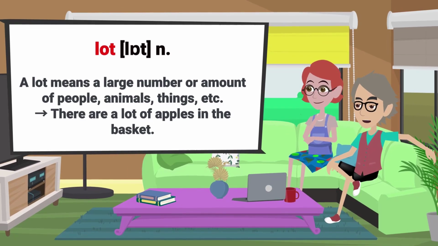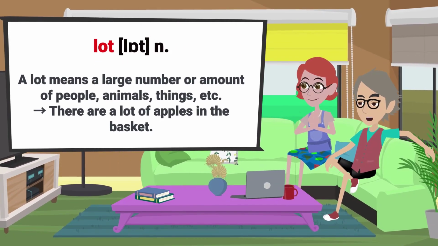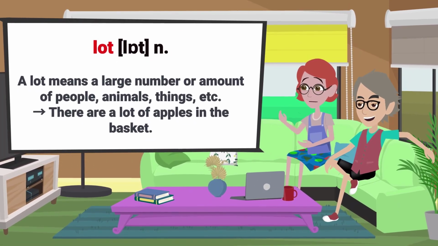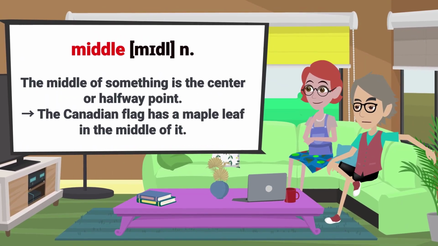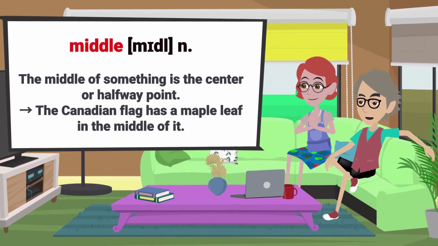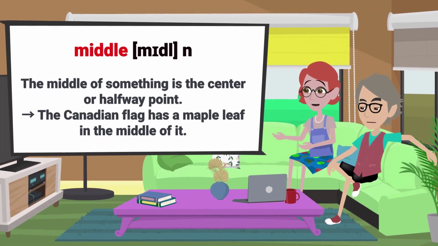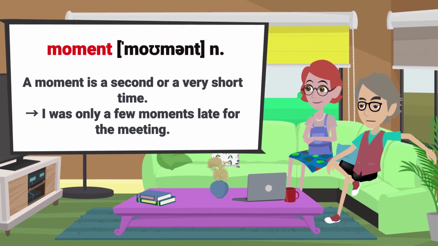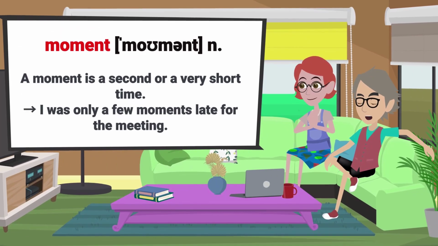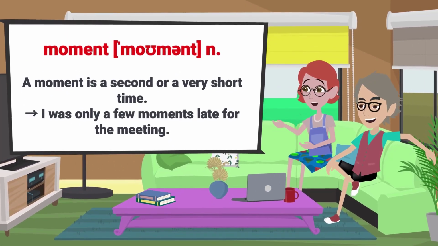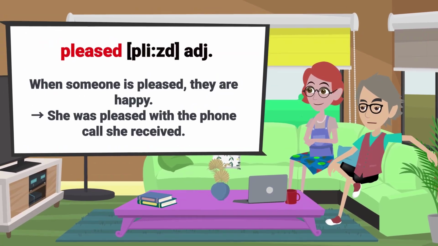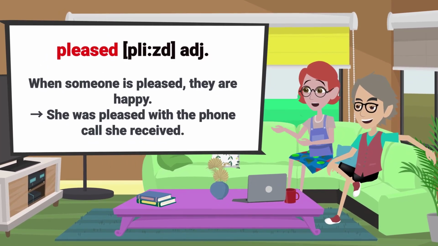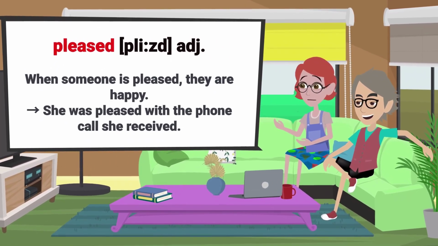Lot. A lot means a large number or amount of people, animals, things, etc. There are a lot of apples in the basket. Middle. The middle of something is the center or halfway point. The Canadian flag has a maple leaf in the middle of it. Moment. A moment is a second or a very short time. I was only a few moments late for the meeting. Pleased. When someone is pleased, they are happy. She was pleased with the phone call she received.